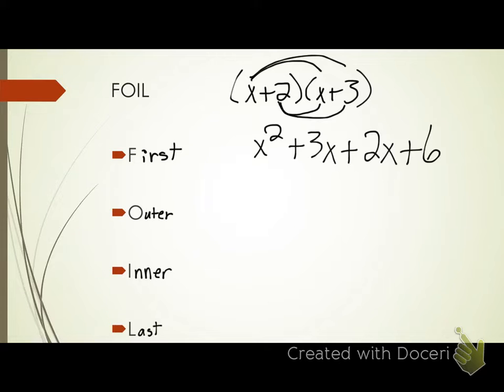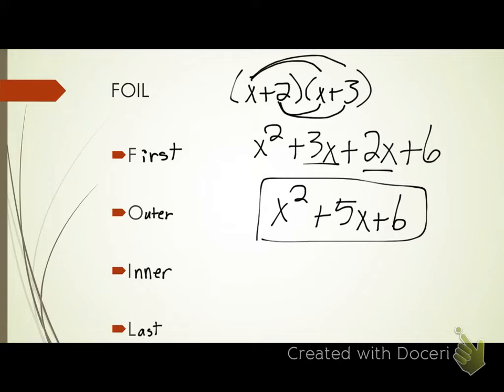Now, I need to see if I can combine any like terms. Do I have like terms? 3x and 2x. What is 3x plus 2x? 5x. So I get x squared plus 5x plus 6. Do I have any other like terms to combine here? No. Is this in standard form? Yes. What is standard form again? Biggest exponent first. Yep. My exponents are decreasing from left to right. It starts with the biggest and gets gradually smaller, one by one. I do want your answers in standard form. There's my answer. Does everyone understand how we got first, outer, inner, last?